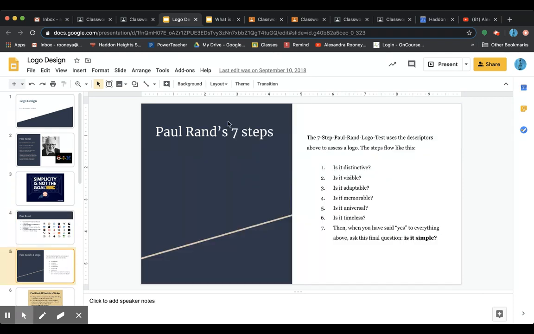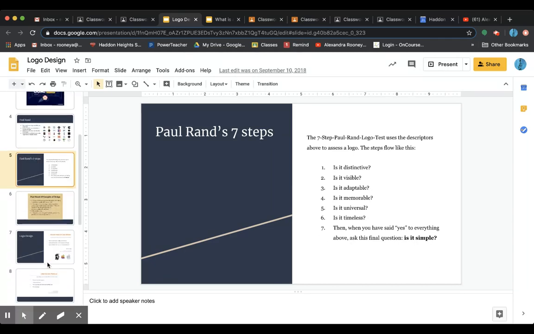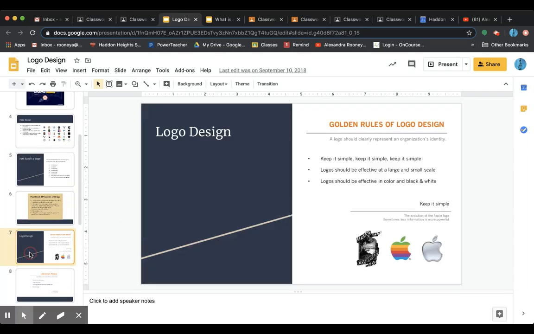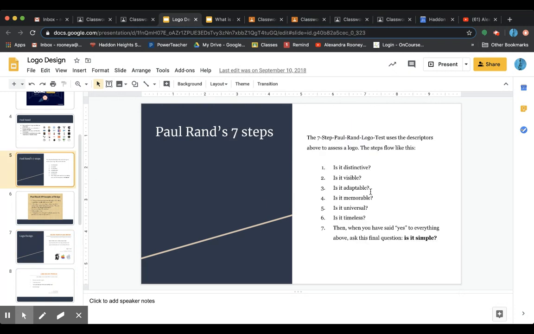One of the things I've always gone over when it comes to logo design is his seven steps. Does your logo stand out, and is it distinctive? Is it visible? Can you adapt it? I'll get to what I mean by that in a few minutes. Is it memorable? Is it universal? Is it timeless? The last thing you need to say to yourself is, is it simple? If it applies to all those, then it should work. I'm going to skip ahead to this one. Keep it simple. They should be effective at large and small scale. That's what I mean when I'm talking about, is it adaptable?